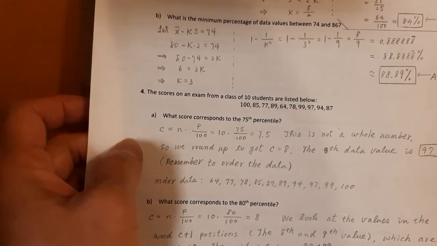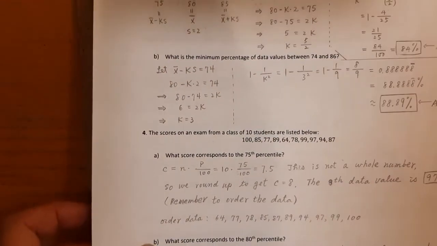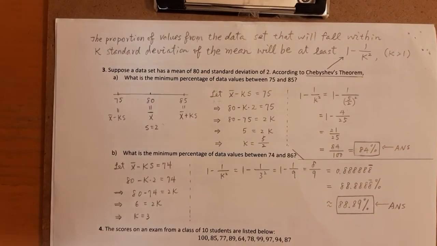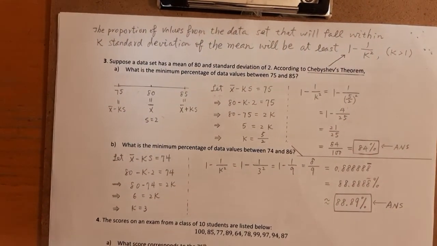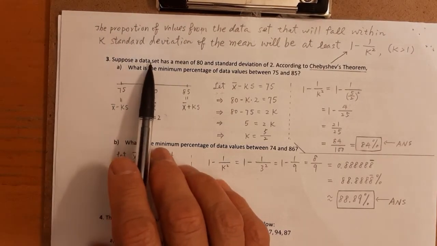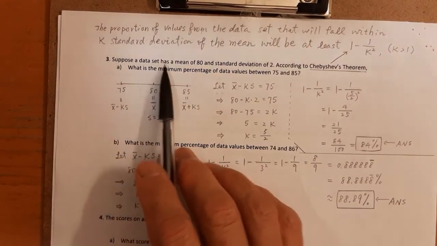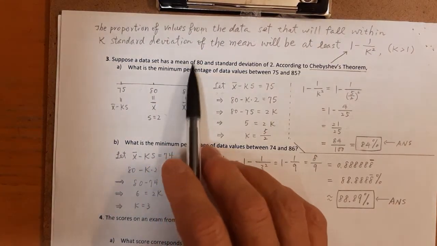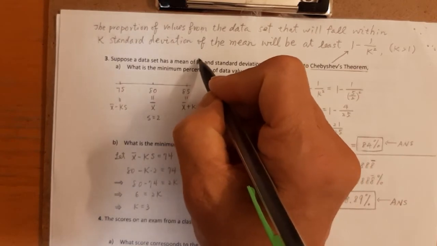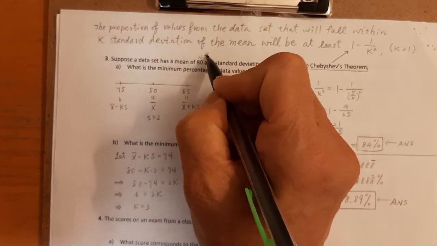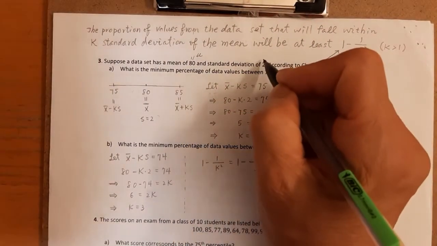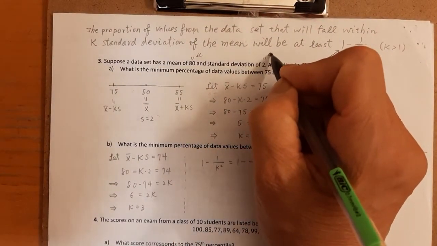Then next one, the third question. Suppose a data set has a mean of 80. That means the mean is 80. This is mu. Mu is 80. And the standard deviation is 2. So sigma is 2.